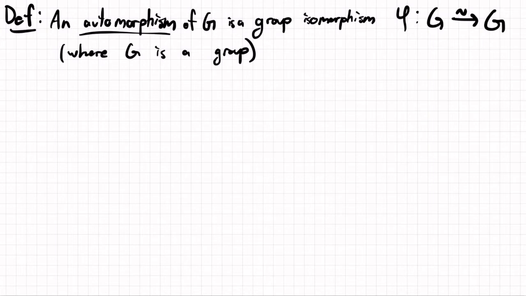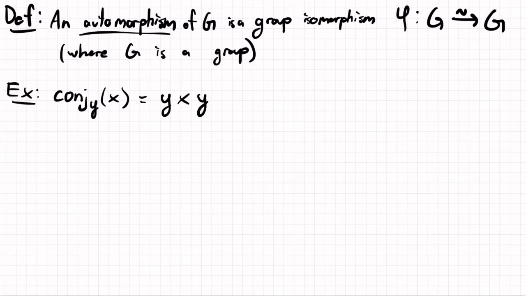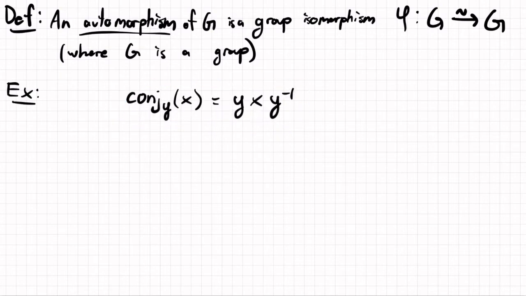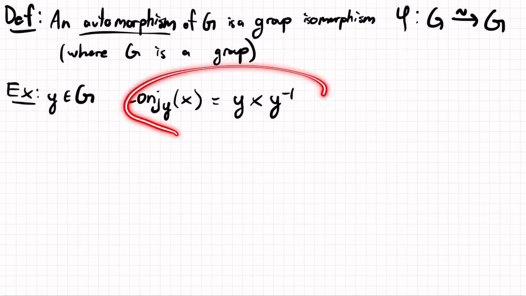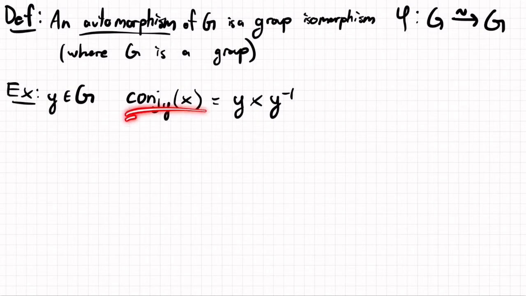So one of the most important examples of an automorphism is the conjugation map. If we're talking about conjugation by y, of x would be y times x times y inverse. So let's say that y is in G, right? So this is the map that we would define as conjugation. And we showed earlier that conjugation is a homomorphism.